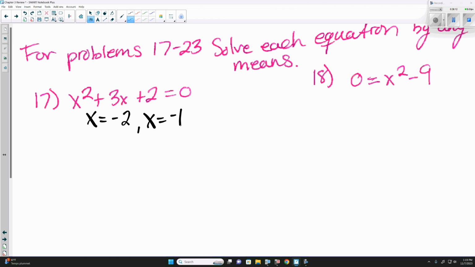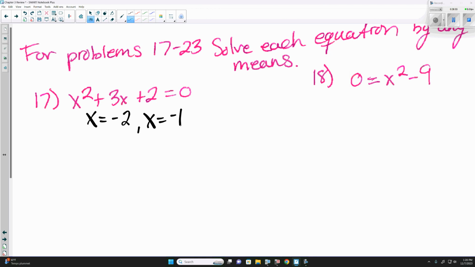That's it. Because it said by any method, we use graphing, and we were able to solve. We can look at the next one. 0 equals x squared minus 9. We can solve this by the square root method. The reason we know we can use the square root method is because we do not have a middle term.